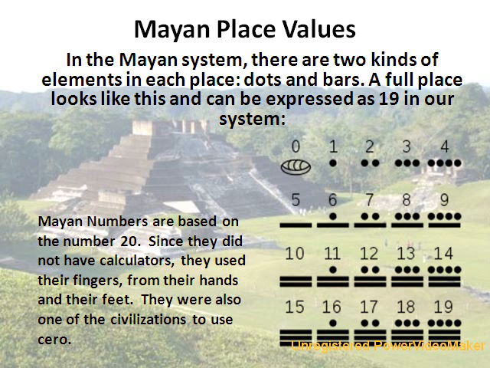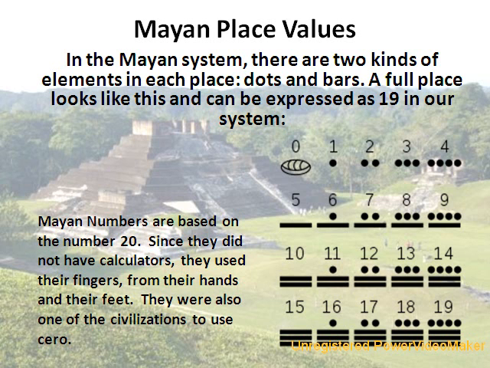If you look at the chart, a zero will be represented by a form of a shell. A 1 will be represented by a dot, a 2 by 2 dots, a 3 by 3 dots, a 4 by 4 dots. A 5 will be combining 5 dots to create a bar. Consequently, a bar represents 5. To create 6, they will use a bar and a dot, 5 plus 1.